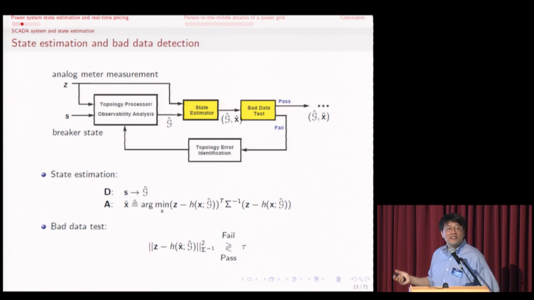Okay. Obviously, one can think about far more sophisticated ways of doing that. For example, you can do a joint state estimation and topology recovery. Right? But anyway, this is what they do. Two separate things. You use the digital data to estimate topology, and once you have topology, you try to estimate the states, and you do bad data detection.